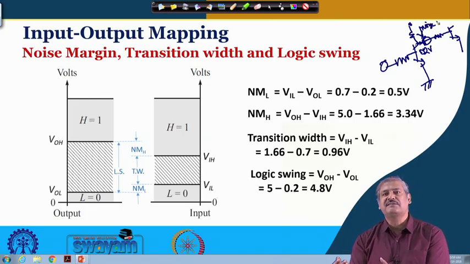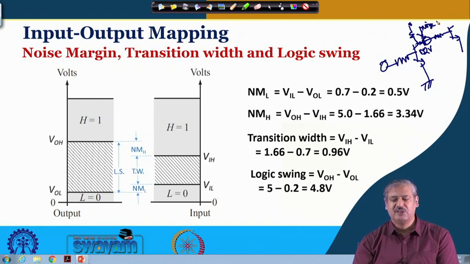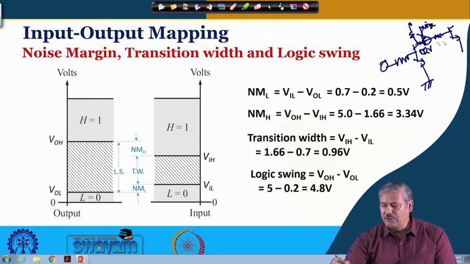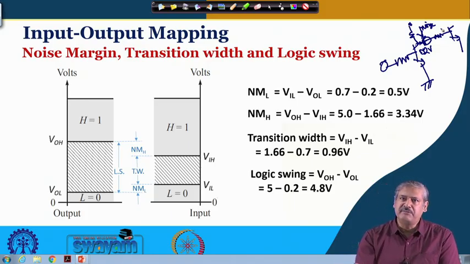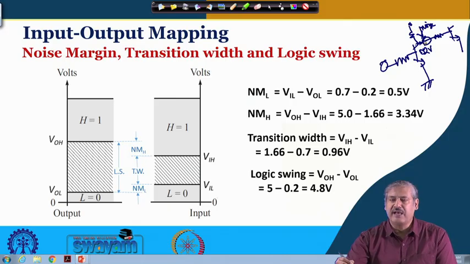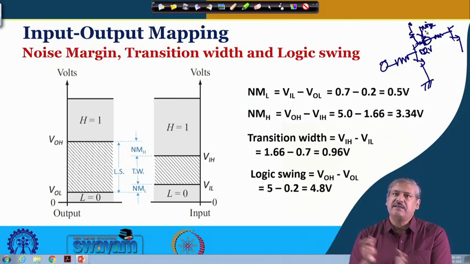So, how much noise can you allow so that this low is treated as low here? The maximum voltage that it can treat as low is 0.7 volt. The maximum at the output when it is logic low is 0.2 volt; it can be less than that. So, what is the difference? The difference is the maximum voltage that can be accepted as noise, which is added with positive polarity.